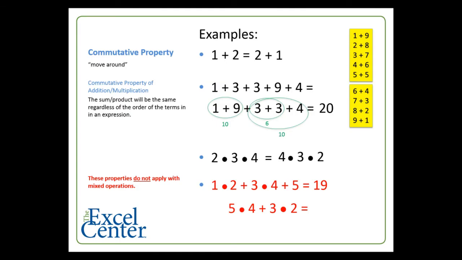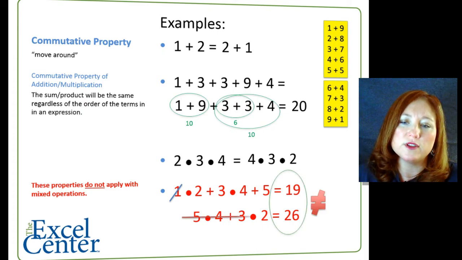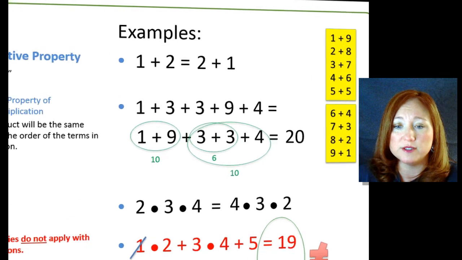Let's just pretend I wanted to reorder this expression in descending order. I recognize the identity property of multiplication. Do you? So I know I don't need to worry about the 1. Again, in an upcoming lesson, you'll learn why 5 times 4 plus 3 times 2 equals 26. Since the reordering of the terms and factors in this expression do not yield us the same results, we can't use the commutative property to interpret the expression with mixed operations.